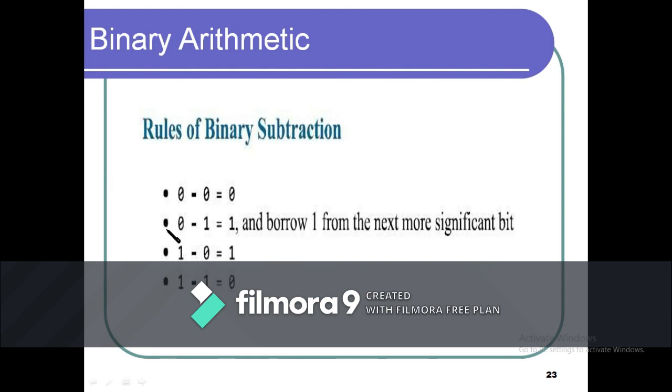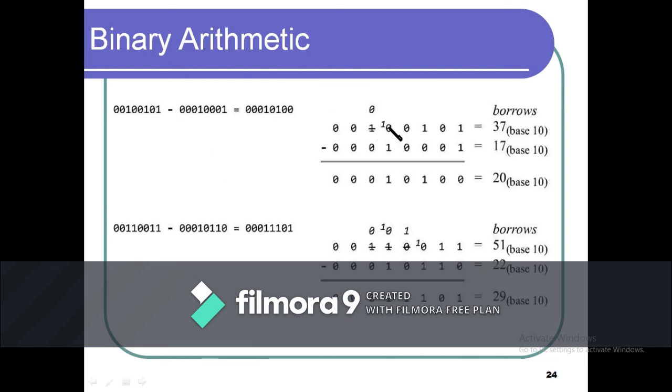1 minus 0 is straightforward, 1. 1 minus 1 is straightforward, 0. Here also we have taken an example: 1 minus 1 is 0, 0 minus 0 is 0, 1 minus 0 is 1, 0 minus 0 is 0, 0 minus 1 gives 1, with the borrow taken from the next significant bit.